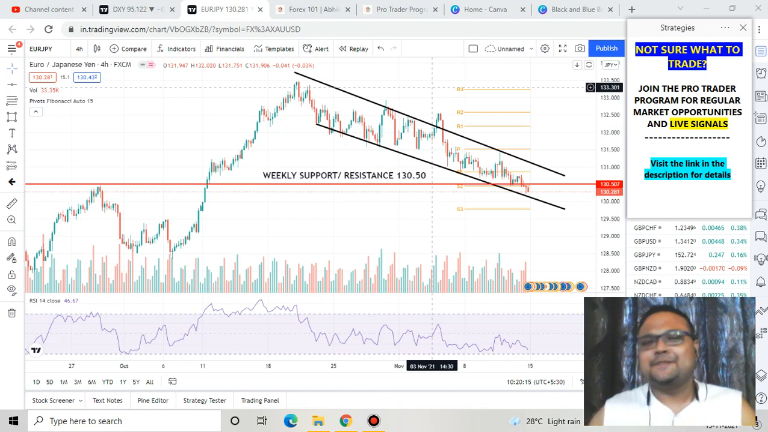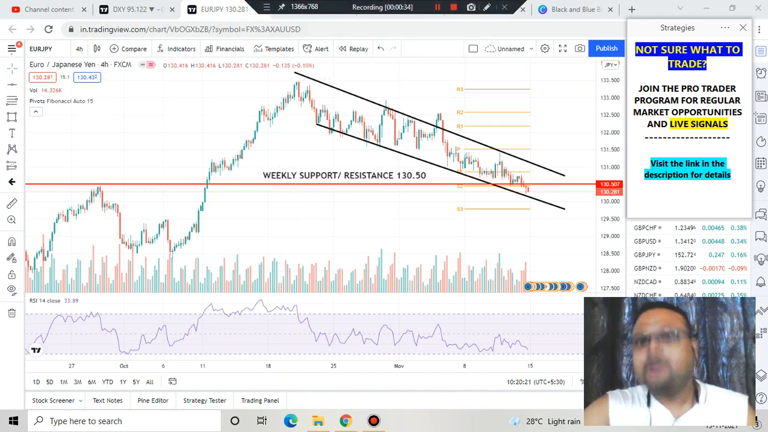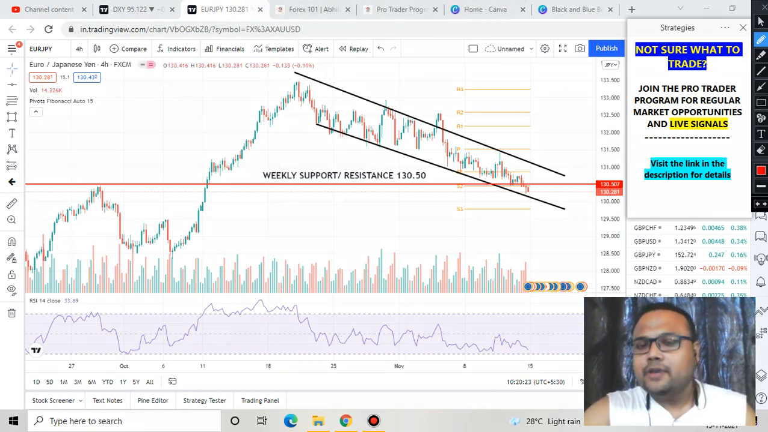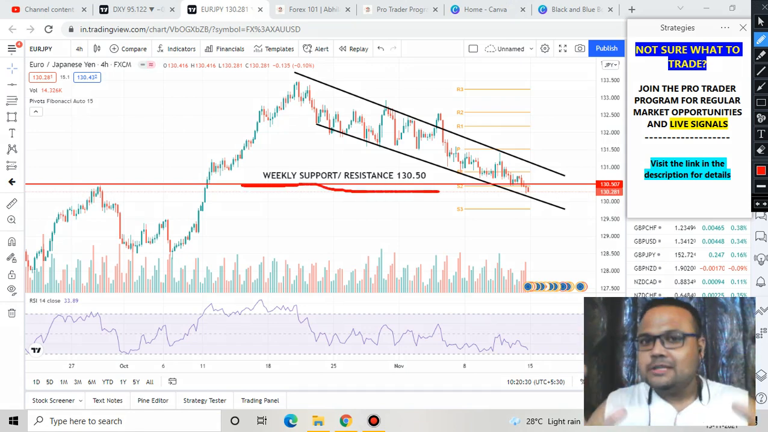So let's get started. This is the Forex chart of Euro JPY. You can see that I have three lines drawn here on the chart. Right now market is trading in a downward channel and we have a support slash resistance from the weekly chart. The chart looks simple but there are some complications. So let's try to understand the chart of Euro JPY. The chart is a little bit complicated, so please watch the video carefully.